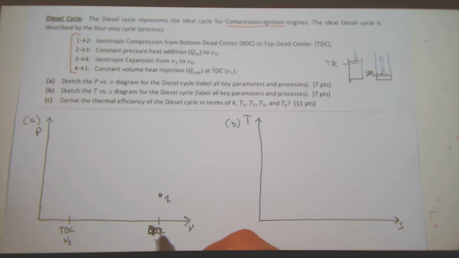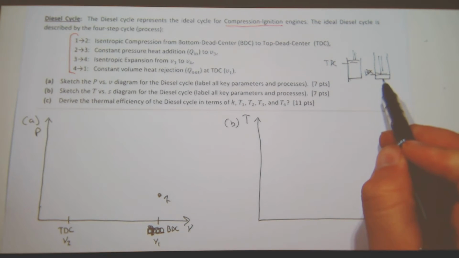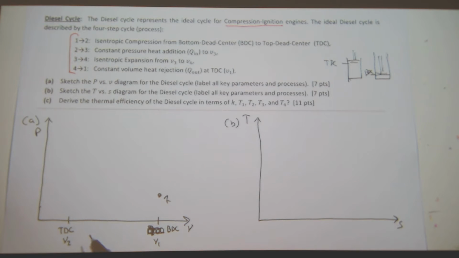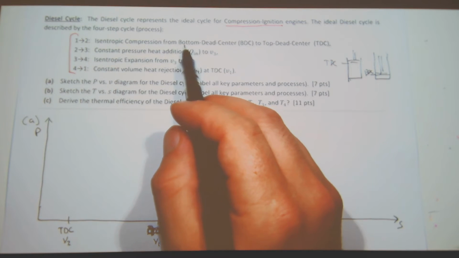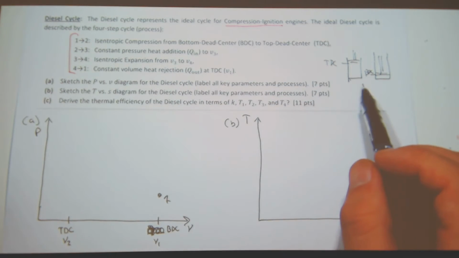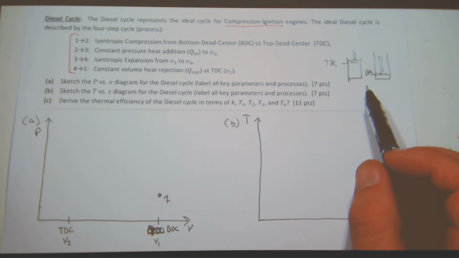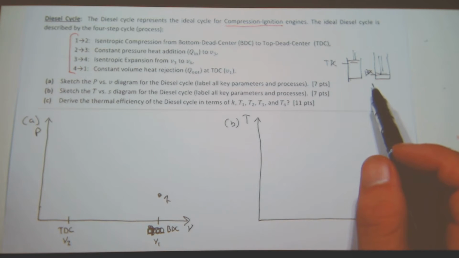So bottom dead center, smallest volume. Well, bottom dead center is at the bottom, so the volume is the biggest. Yeah. Okay. That's one way to look at it.